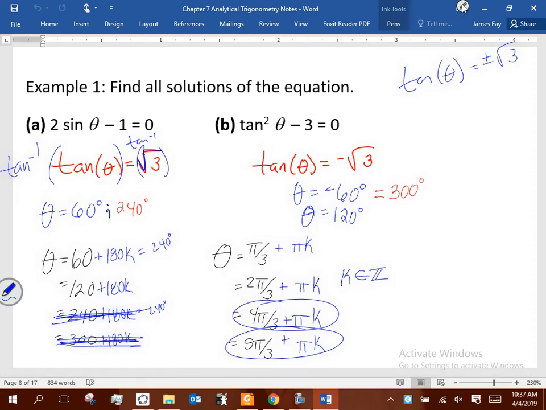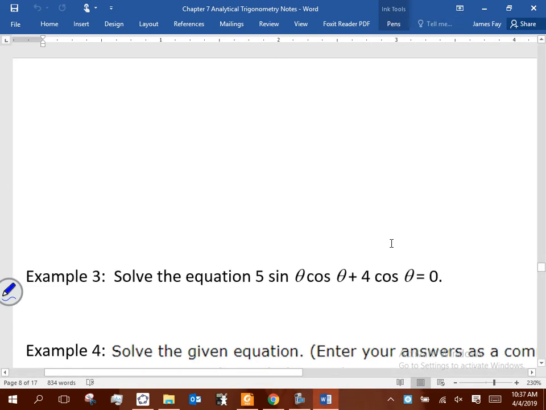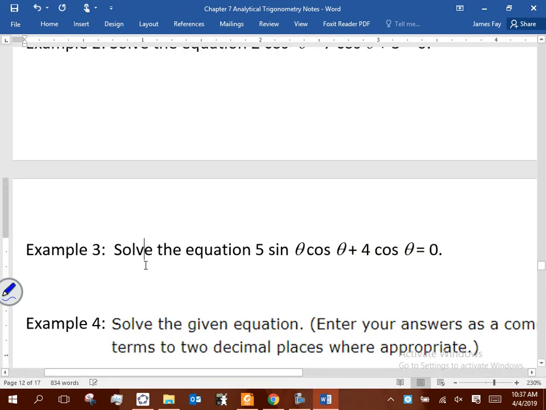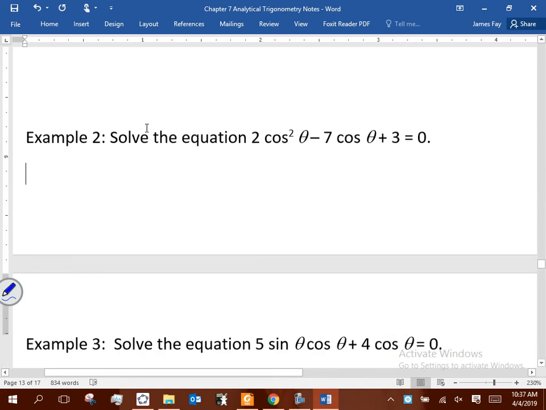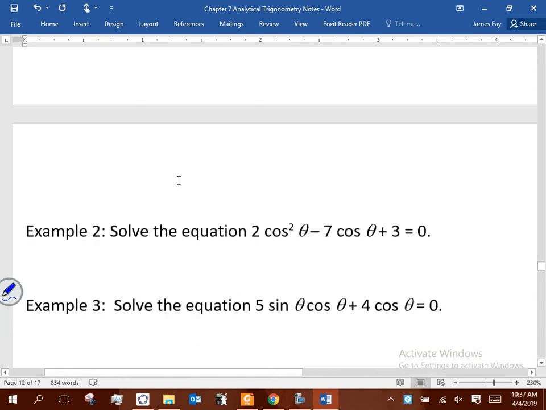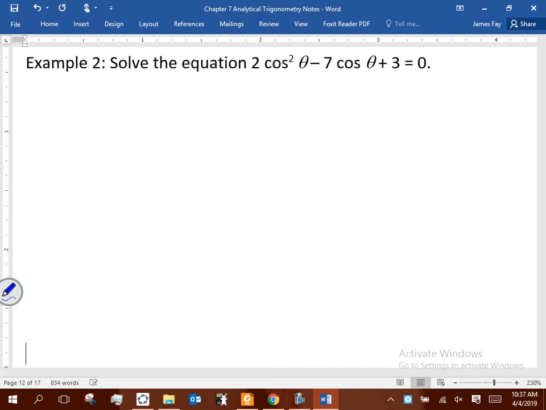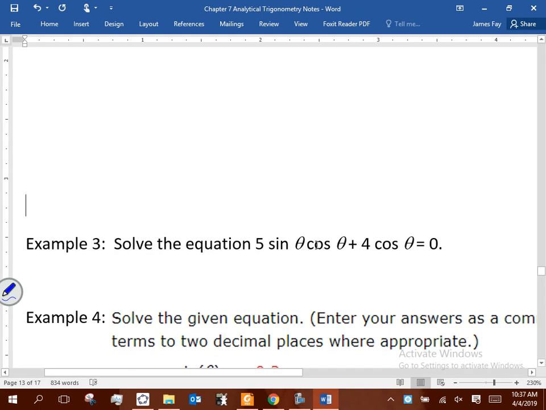All right, so let's get into some questions. Let's start with, we'll go with example 2. I think example 3 actually algebraically is an example in regards to how we solve that equation.